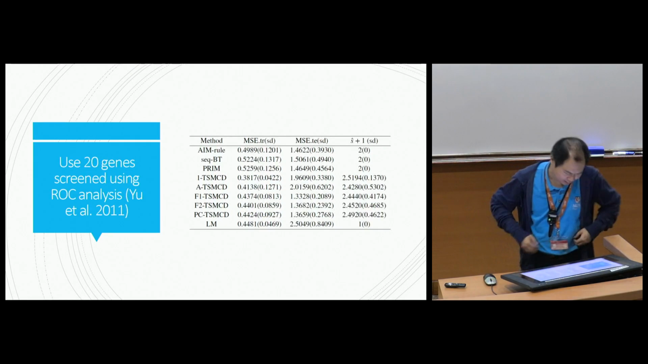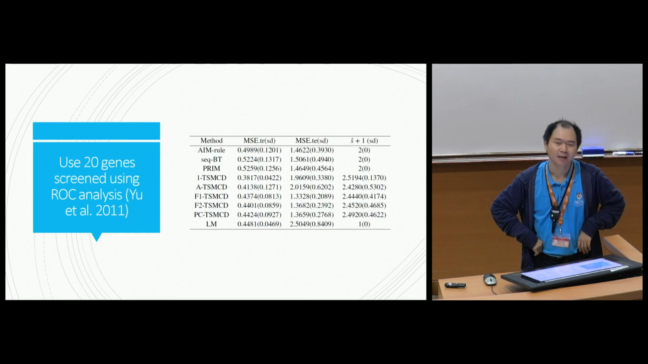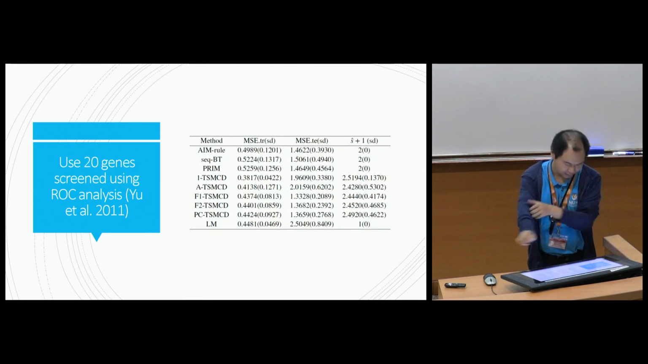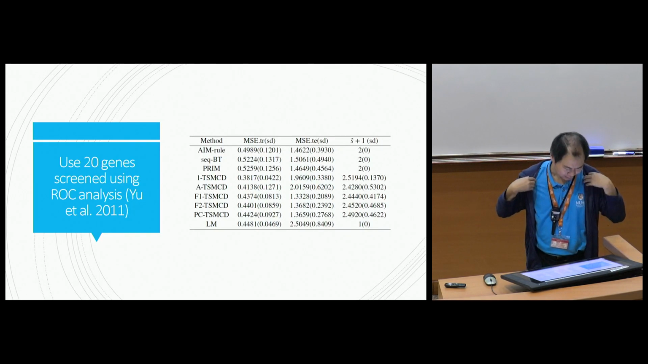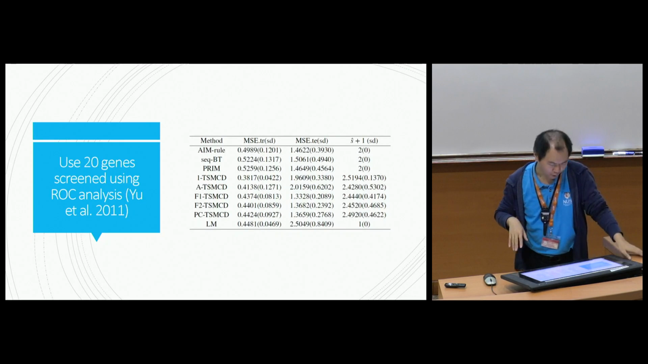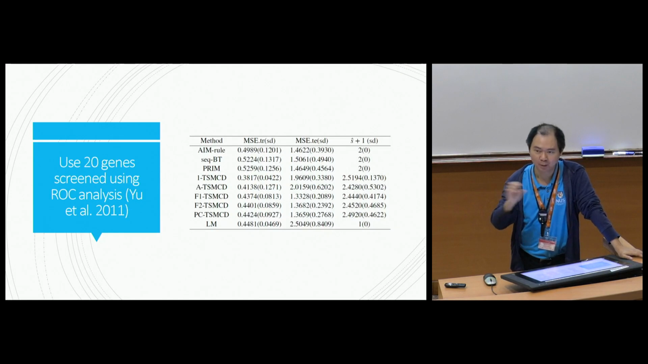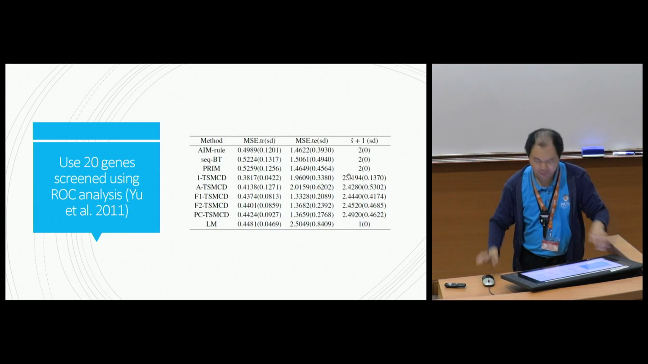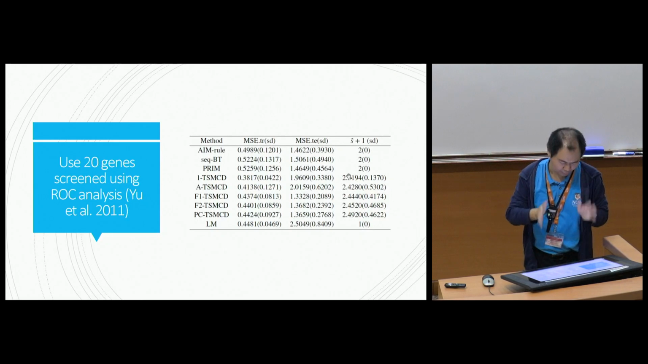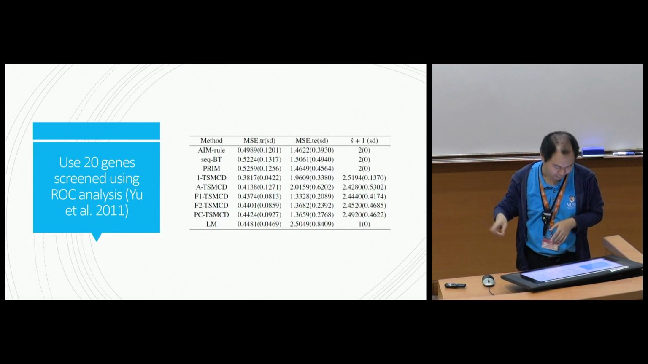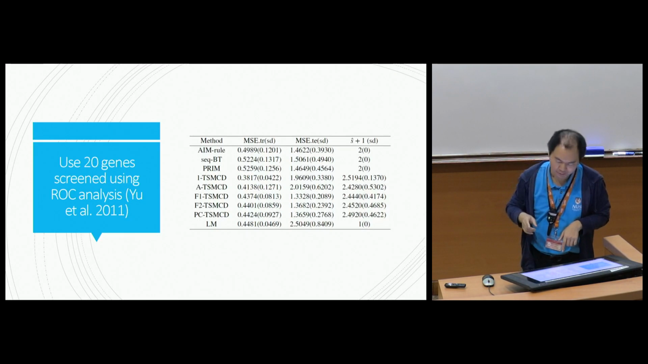In the second analysis, we choose 20 genes. This is actually a very old data set. This is a publicly available data set, so it has been analyzed by many earlier authors already. So we just use 20 genes selected by other authors, just use those genes as our predictors. And in this analysis, we use the results from my colleague's paper, Yu Tao's paper in 2011.